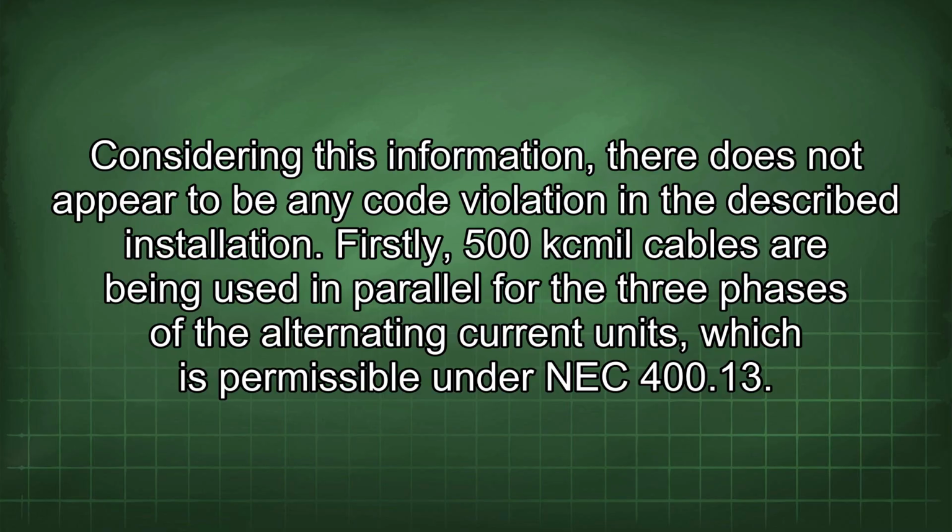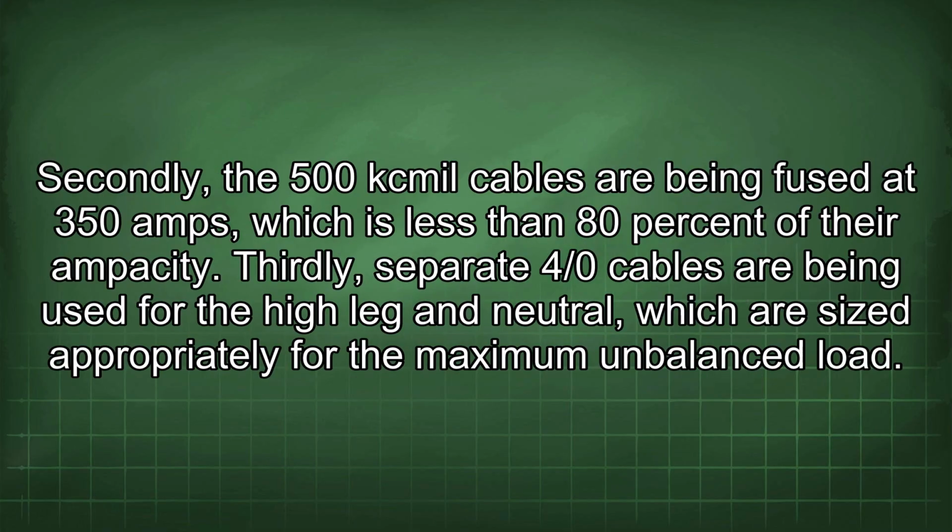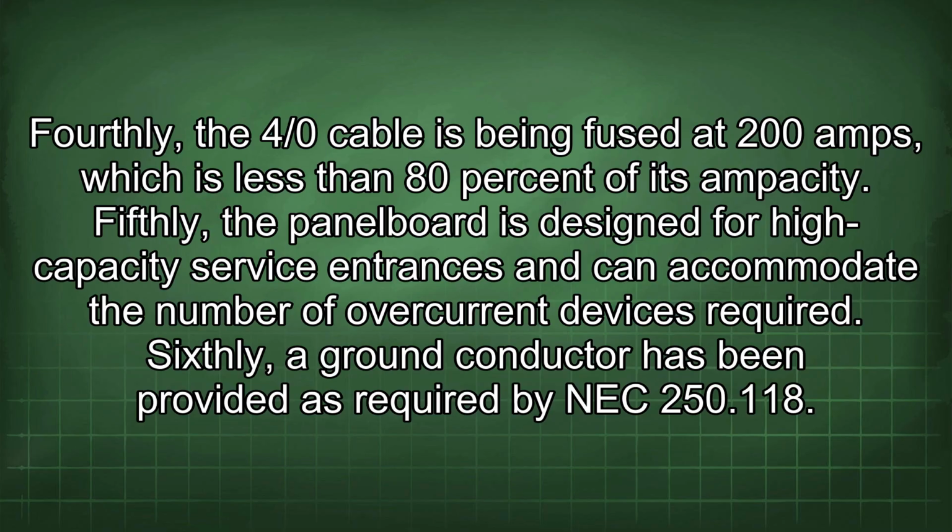Firstly, 500 kc mil cables are being used in parallel for the three phases of the alternating current units, which is permissible under NEC 400.13. Secondly, the 500 kc mil cables are being fused at 350 amps, which is less than 80% of their ampacity. Thirdly, separate 4/0 cables are being used for the high leg and neutral, which are sized appropriately for the maximum unbalanced load. Fourthly, the 4/0 cable is being fused at 200 amps, which is less than 80% of its ampacity.